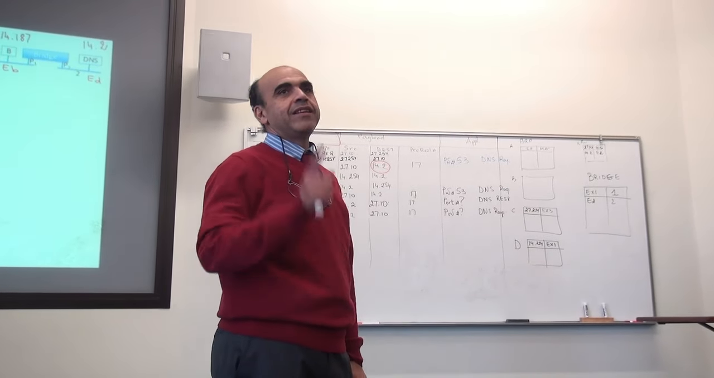If we already have it, can you tell me what will be the next frame which will appear? It will be on 3. What will be the destination? EX3. Who is sending it? EC. What is the type? IP. What is the source? 27.10. Who is the destination?